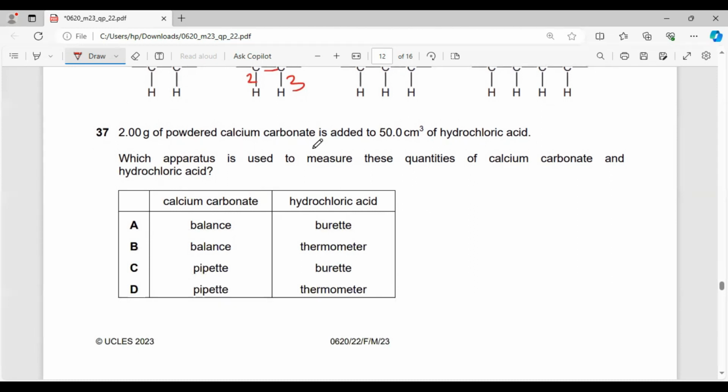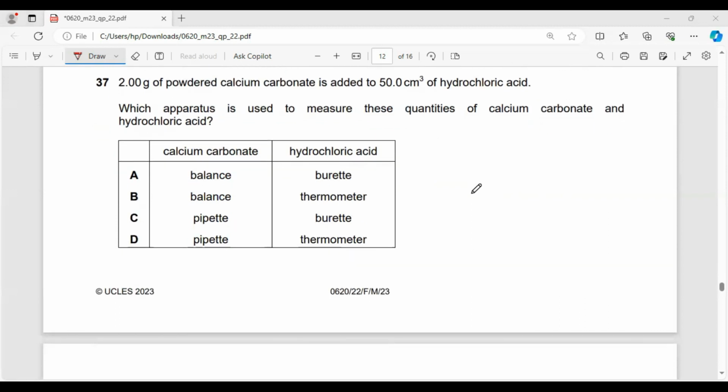Two grams of powdered calcium carbonate is added to 50 centimeter cube of hydrochloric acid. Which apparatus is used to measure these quantities of calcium carbonate and hydrochloric acid? So 2 grams of powdered calcium carbonate will be measured using a balance. So we have A and B, and hydrochloric acid will be definitely measured using a burette. So it is option A.